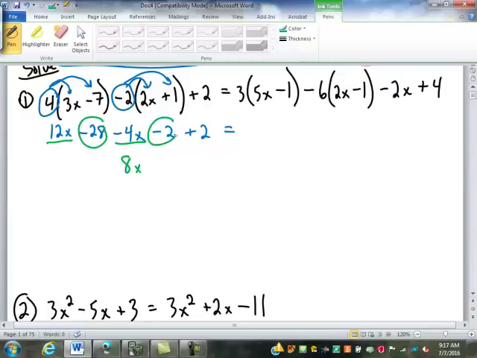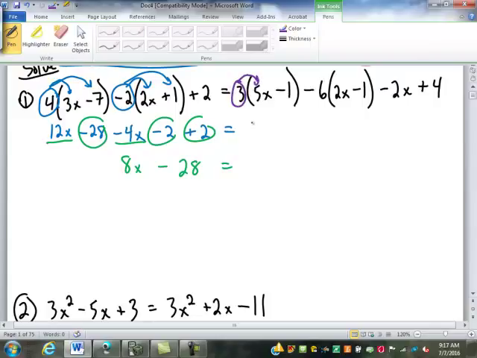Negative 28, negative 2, and positive 2 is negative 28. The easy way to do that one is negative 2 and positive 2 just cancel out, and you're left with the negative 28. Now we can go over to the right side. We could, like I said, have gone over here and multiplied it out. It's just easier for me to focus on one side and get it all done and then move over to the other side. So over here, what do we have to do?